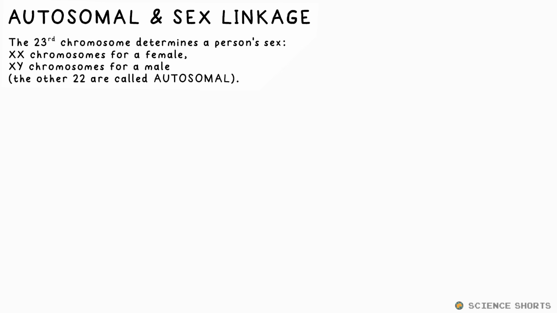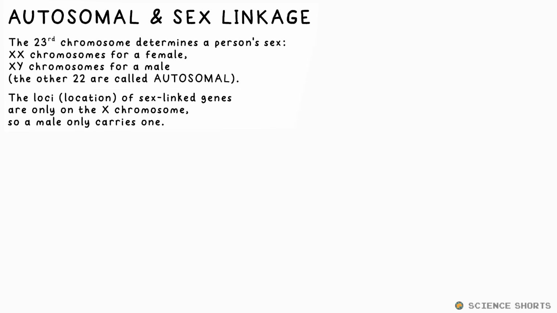Some expression of alleles is linked to sex. The X and Y chromosomes determine sex: XX for female, XY for male. The other 22 pairs of chromosomes are therefore called autosomal. The loci, the locations of sex-linked genes, are found on the X chromosome. So that means females will carry 2 alleles of such a gene, whereas males only carry 1.